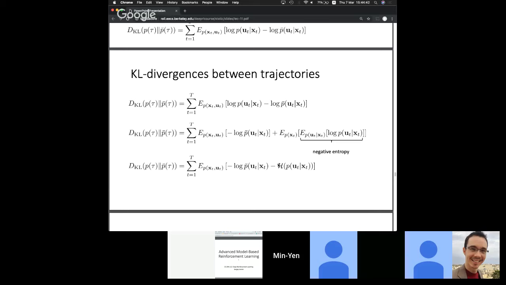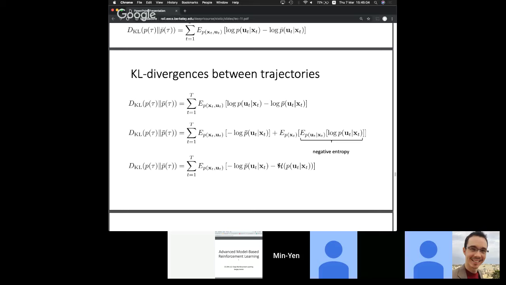So I saw that. Why do you think there's a missing term? XT, UT will be the denominator, and the expectation of XT will become the numerator. But somehow this term is just gone. Can you hear me? No. Okay.